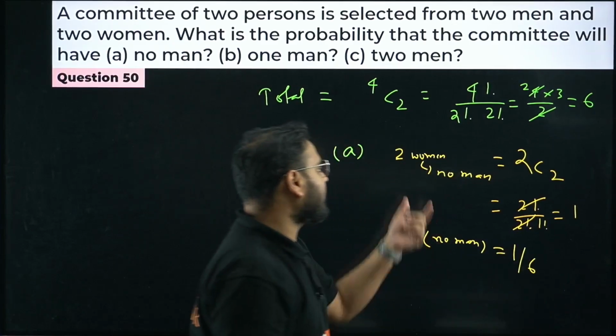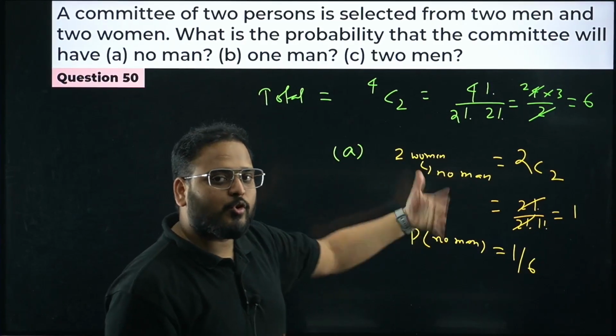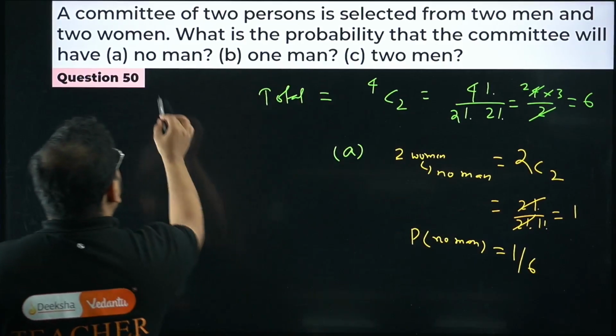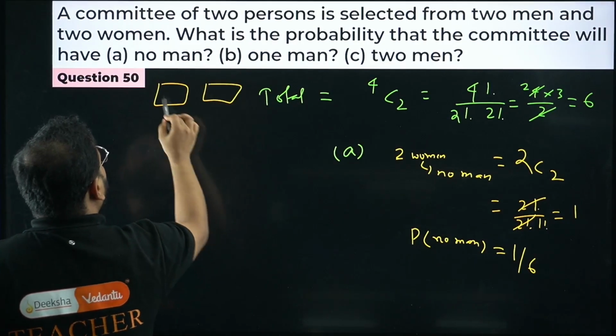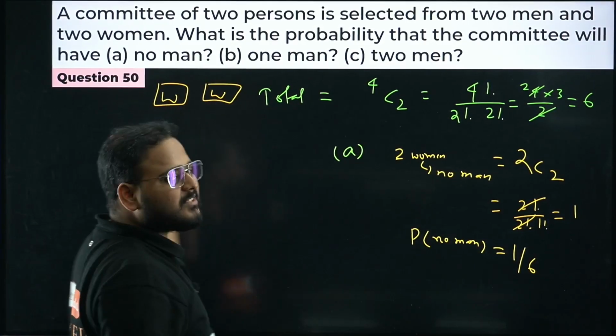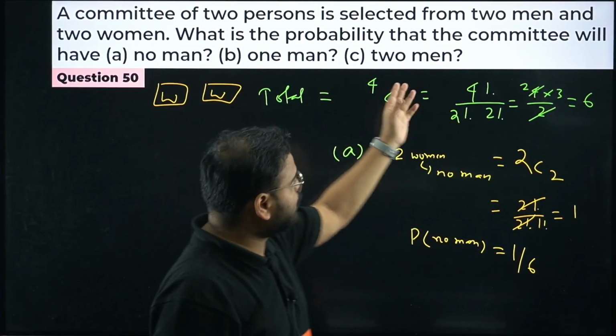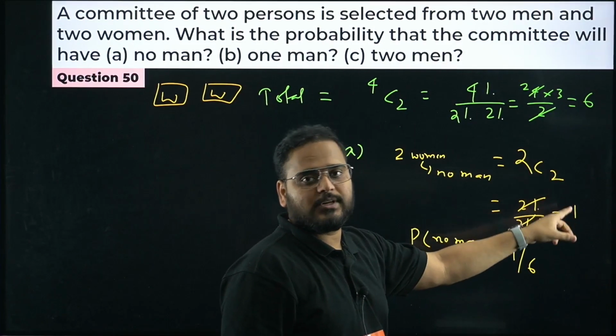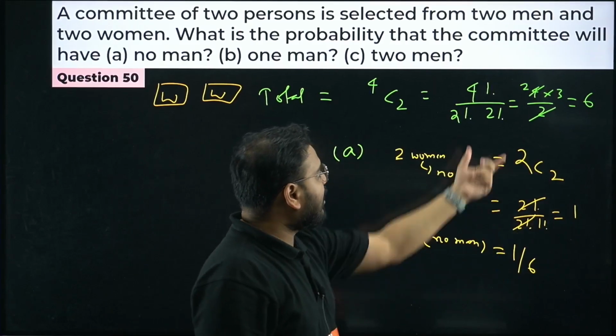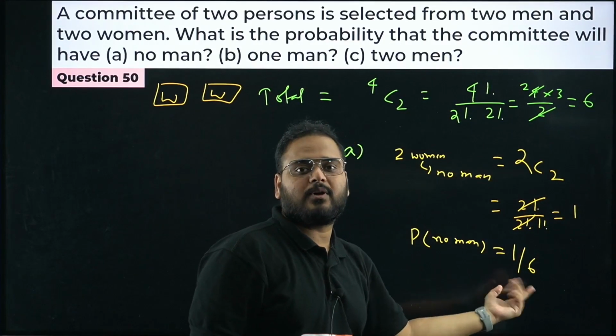Acha, you get it, right? Why am I writing 2 women or no man? If I'm choosing no man, both slots in the committee will be filled by women only. No man means 2 women. That's why I'm writing 2C2. From the 2 women to choose from, we're choosing both of them, which means 2C2. The answer is 1 out of what? Total chances is 6. So 1 by 6.